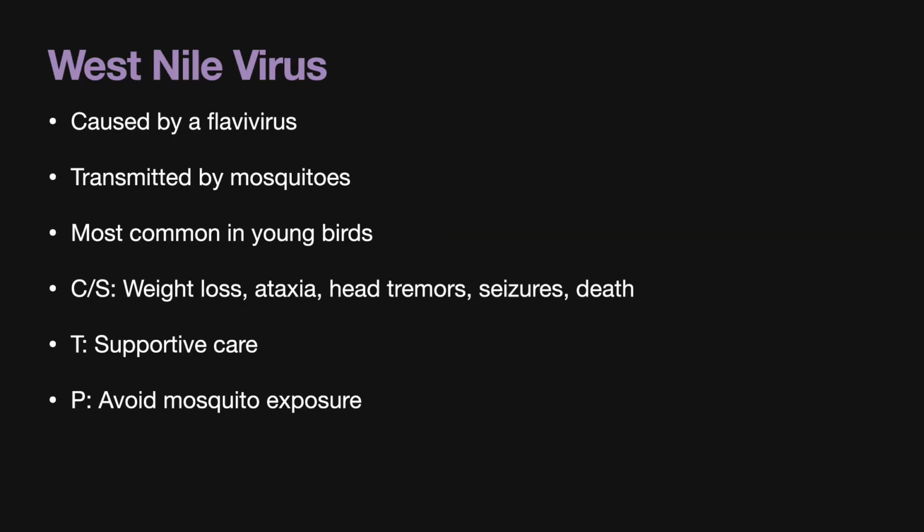Finally, we have West Nile virus. This is a flavivirus transmitted by mosquitoes. Infections are most common in young birds and cause symptoms like weight loss, ataxia, head tremors, seizures, and death. Treatment focuses on supportive care, while prevention centers around controlling mosquito exposure. Next up, we have some parasitic diseases.